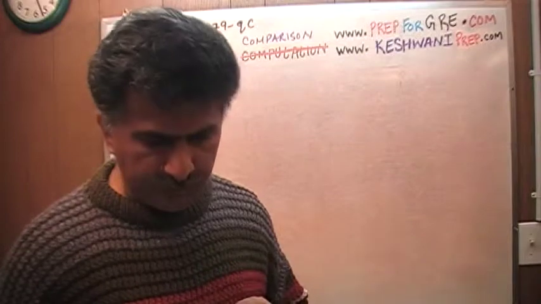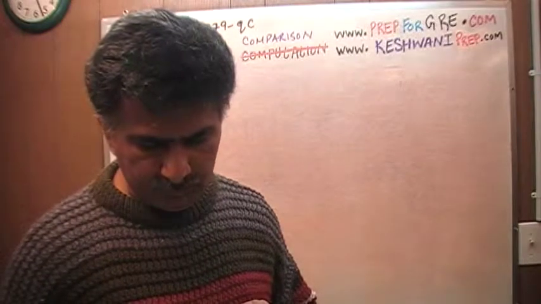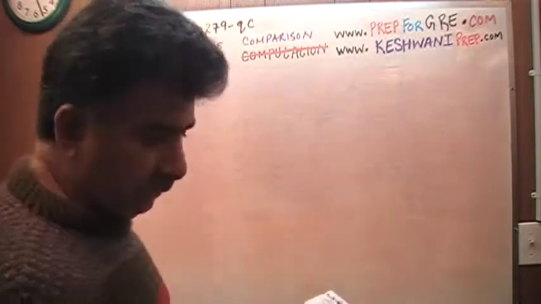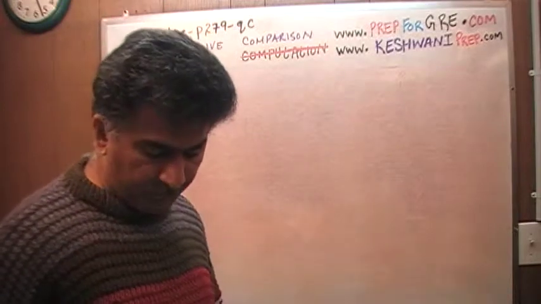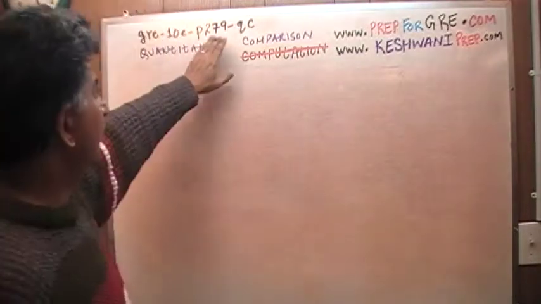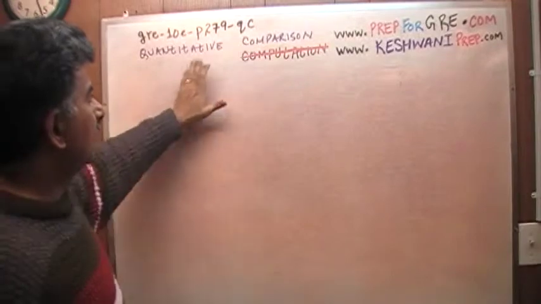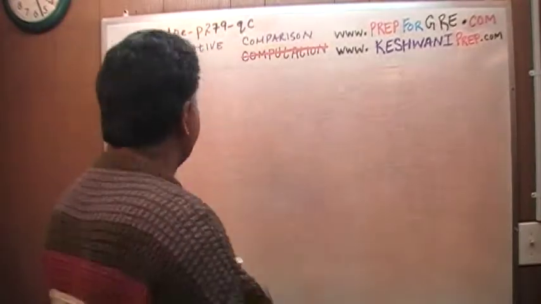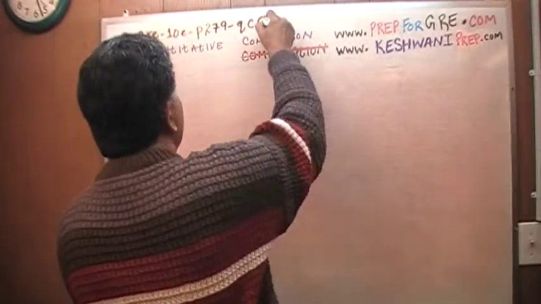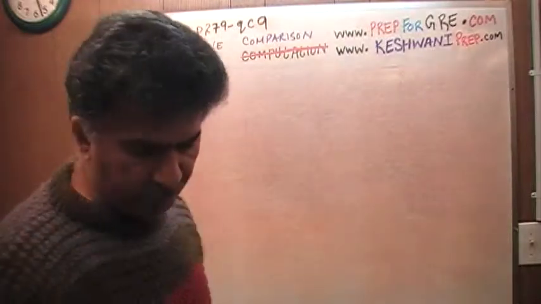But anyway, number 9 is what I'm doing. The problem that I'm about to solve is the one that you're going to find on page number 279, quantitative comparison question, number 9. Let's take a look at it. Let's see what he has to say.